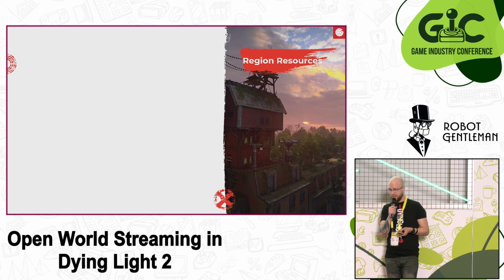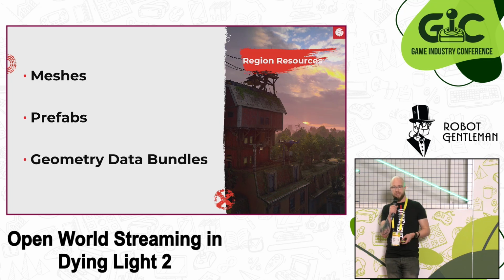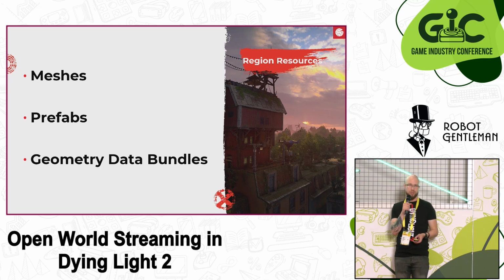The region resources that we need to load when we cross the border are meshes, so the geometry of everything that will be used in that region; prefabs, which are like the descriptors of the object hierarchy; and geometry data bundles, which is a CEngine-specific thing. They're just structures that optimize rendering of our meshes. They speed up rendering greatly, but they also take up memory, which is a common trade-off in optimizing things.